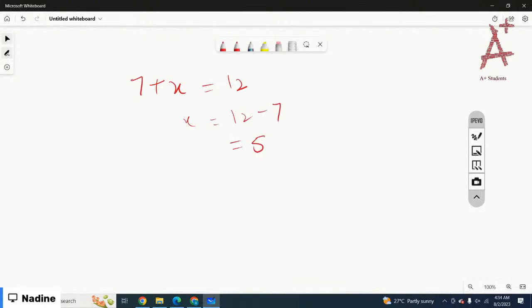You have to verify. Verify means you can put the answer in the equation, and let's see. Replace the x with 5. So 7 plus 5 equals, just add, 12 equals 12. See, both sides of the equation are equal. That means the answer is correct. Got it?